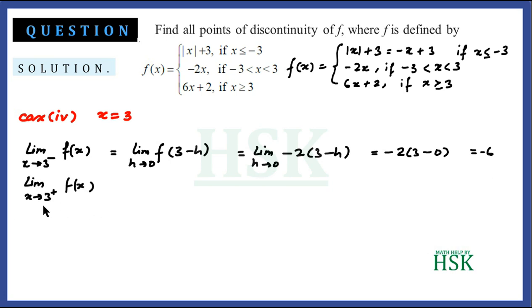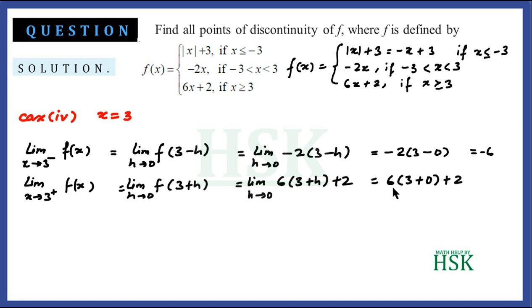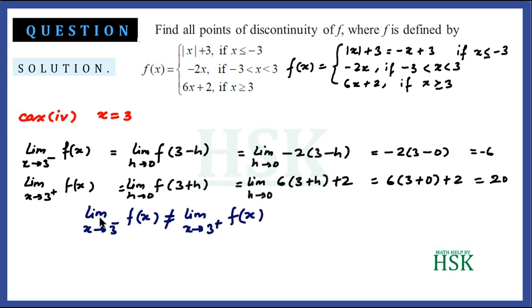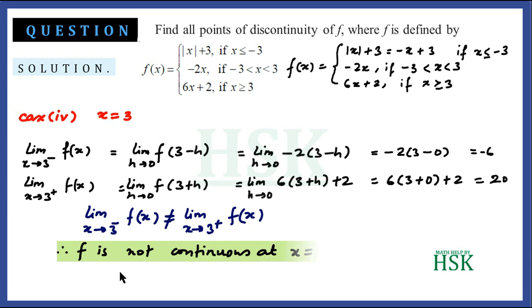And similarly, the right hand limit, that is the limit of x tends to 3 positive of f(x), would be equal to limit of h tends to 0 of f of 3 plus h, and this would be equal to limit of h tends to 0 of 6 into 3 plus h plus 2, because this function f would take the value 6x plus 2 when x is greater than 3. So this would be equal to, on applying limits, 6 into 3 plus 0 plus 2, or this would be equal to 20. Okay, 18 plus 2, 20. So left hand limit is unequal to right hand limit when x tends to 3. Therefore, the function is not continuous at x is equal to 3.